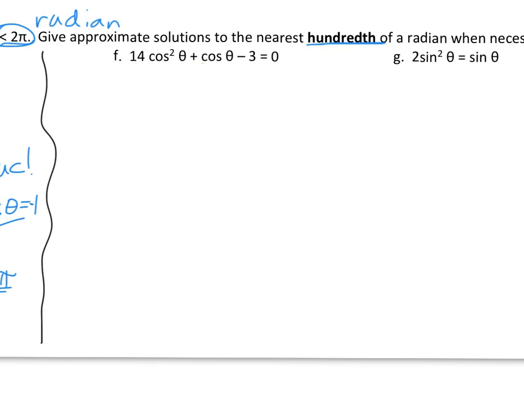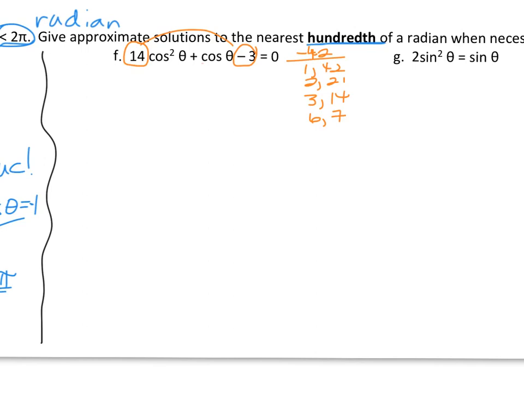Now, we have to do a times c split to get the bx term this time because of that 14. If I take 14 times negative 3, we get negative 42. Now, lots of numbers go into 42. We can do 1 and 42. We can do 2 and 21. We can do 3 and 14. 4 doesn't. 5 doesn't. 6 does. We could do 6 and 7. And I believe that's it for our pairs.